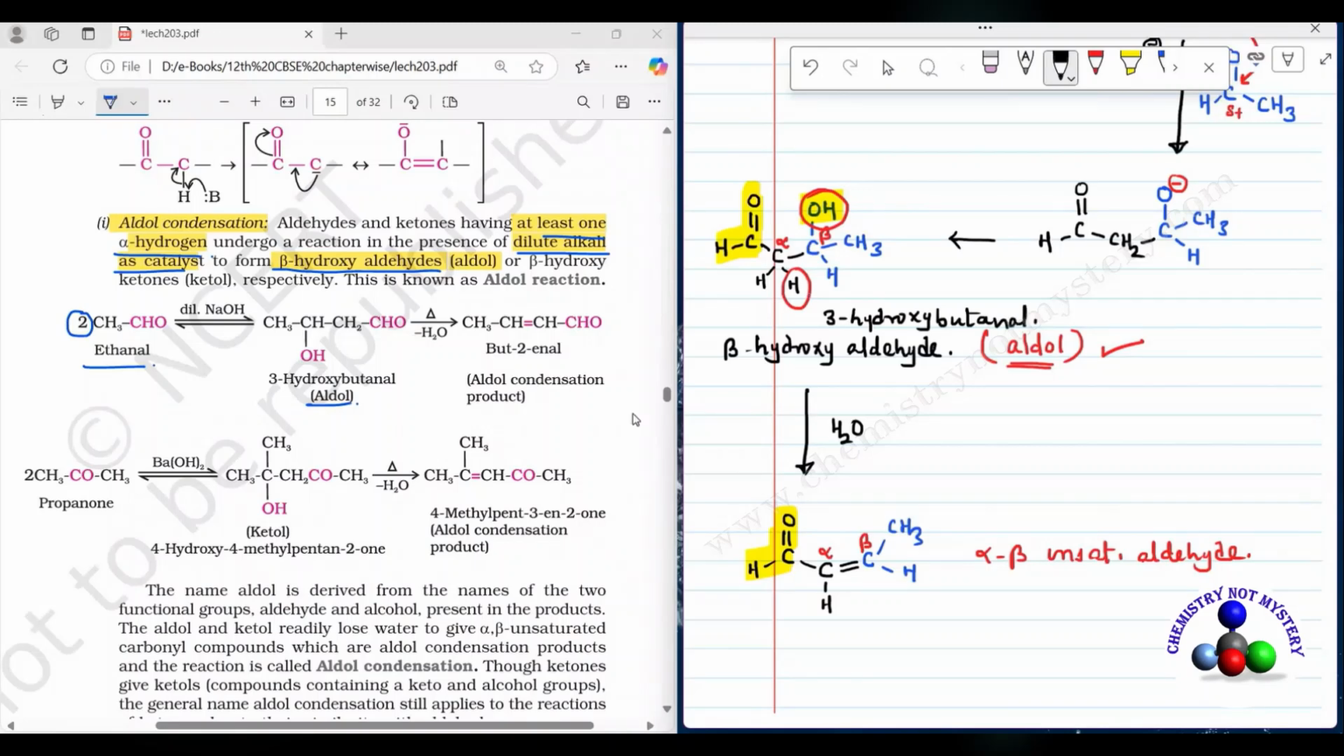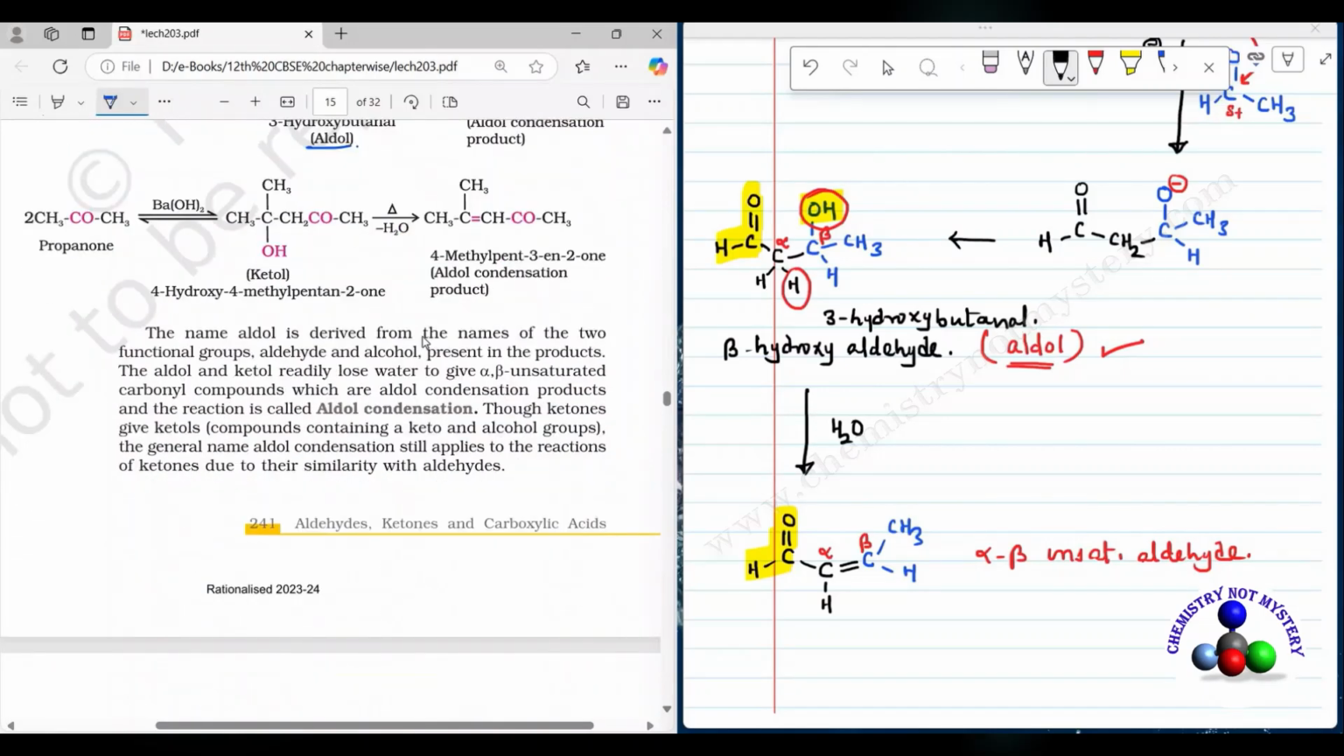And here when you remove a water molecule from the aldol product, you will get the aldol condensation product, and this is but-2-enal. As it contains a double bond, ene is there for the double bond and al is for the aldehyde. So the name of the aldol condensation product is but-2-enal.